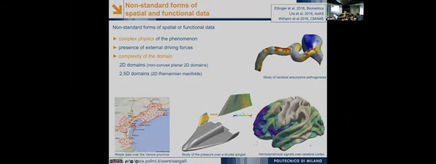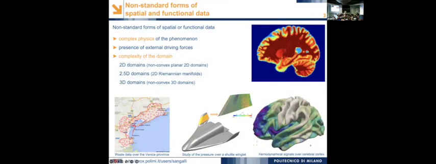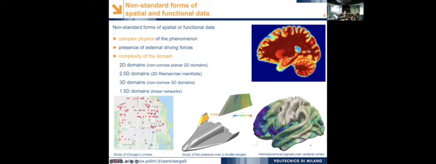The domain can also be a volume, again characterized by a very complicated shape. Let me see, well, the video doesn't work. With complicated external boundary as well as cavities. Okay. And it might as well be a linear network, such as a road network or a river network, on top of which we observe the data that we would like to analyze.